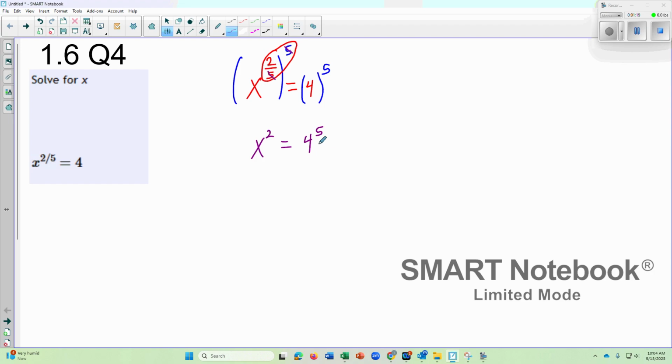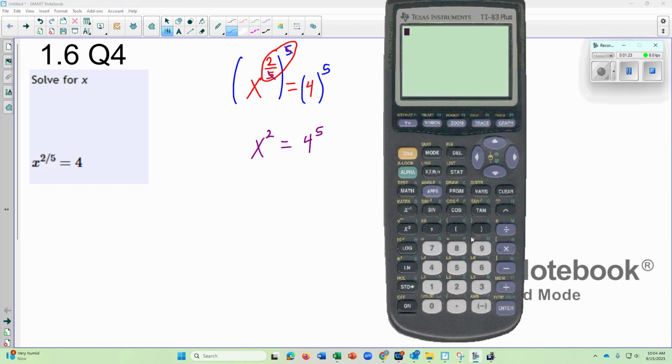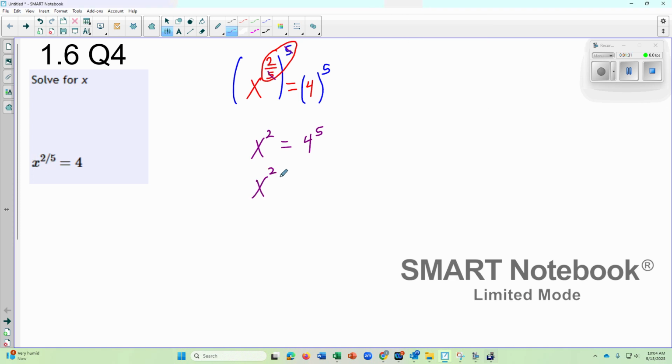Let me grab my calculator and figure that part out. Okay, so 4 raised to the power of 5 is 1024. Then what I need to do next is square root it, but there's a rule for that. If you're square rooting, you have to put a plus or minus right here. You have to look at it both ways. I can show you why in just a second.